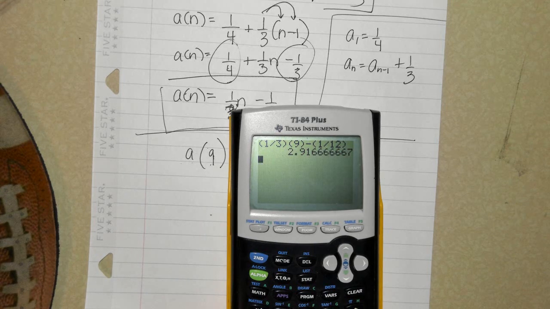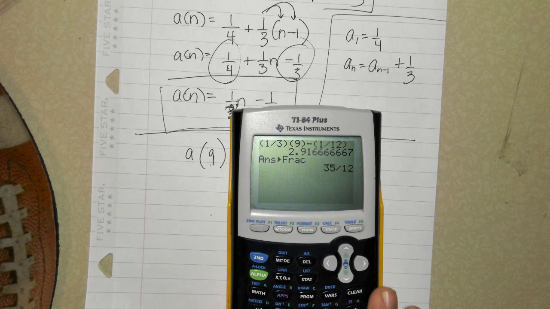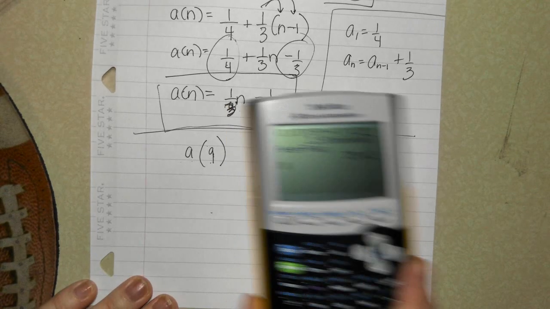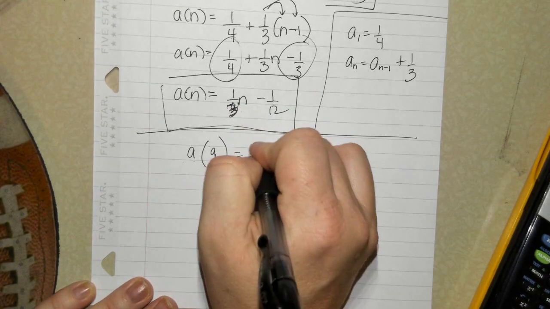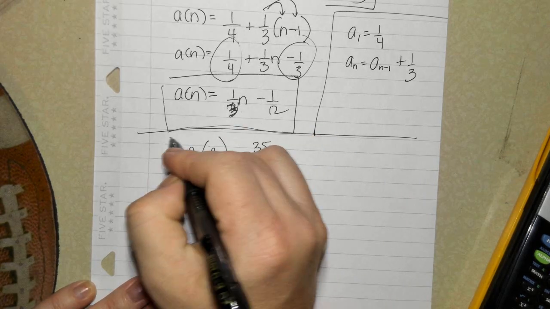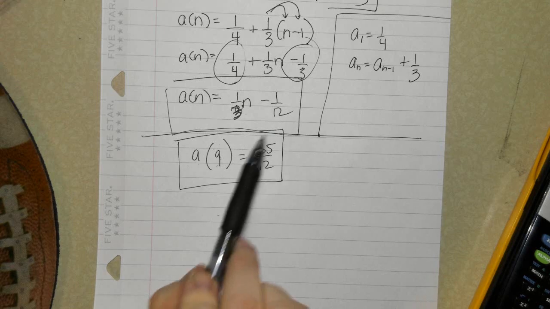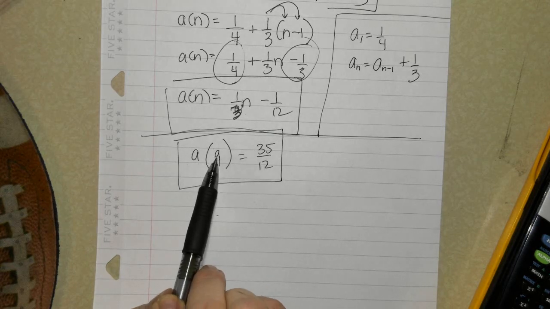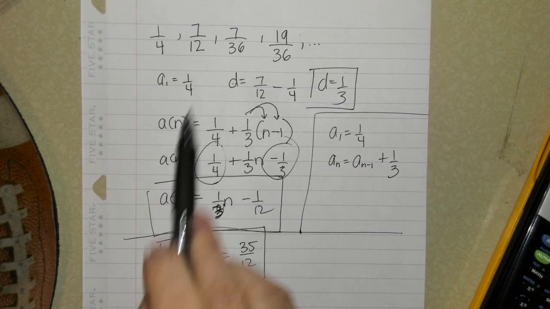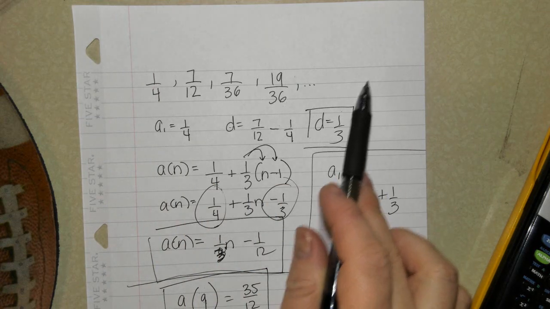Raise of hands, who else has this decimal answer? Hit the button that says math. Fraction is highlighted and press enter twice. 35/12. What does this mean? This means that the 9th term in this sequence up here would be 35 over 12.